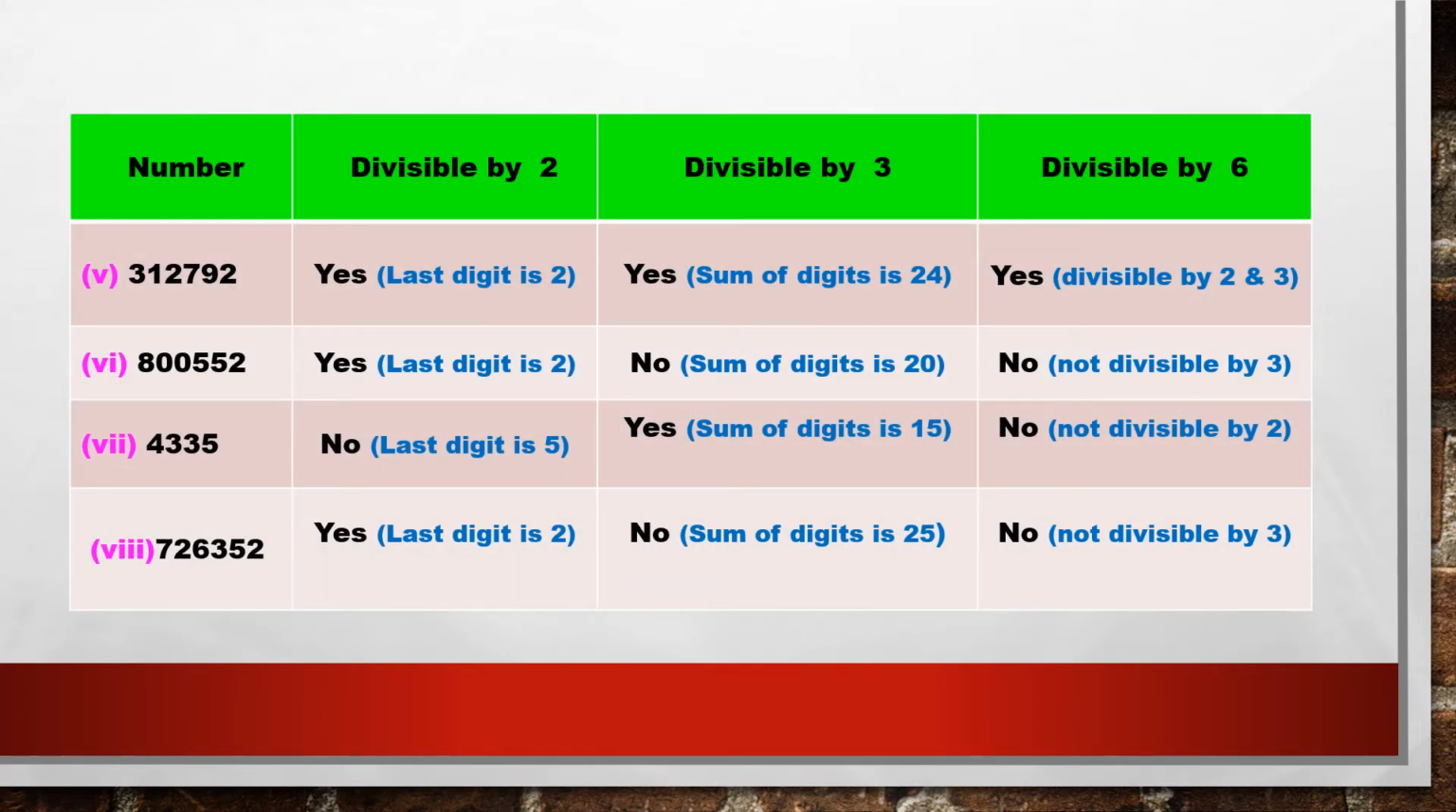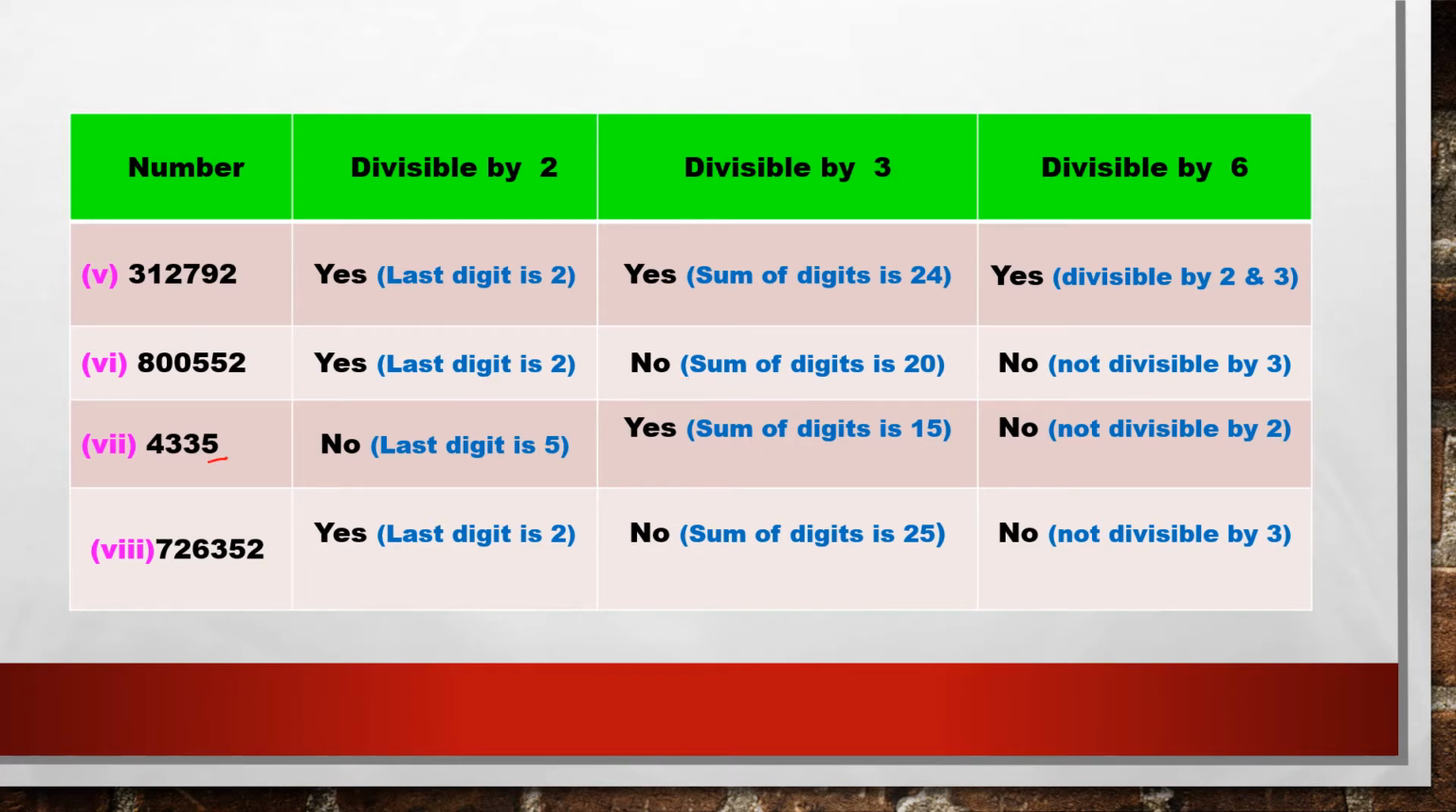Your next problem is 312792. Last digit is 2, so it is divisible by 2. To check whether it is divisible by 3, you should add all the digits. It is 24, so it is also divisible by 3. If it is divisible by both 2 and 3, then it is divisible by 6 also. Next, last is 2, so it is divisible by 2. Here the sum of the digits for this number is 20, but 20 is not divisible by 3. 20 will not go in the 3 table, so this complete number is not divisible by 3. As it is divisible by 2 but not by 3, it is not divisible by 6.